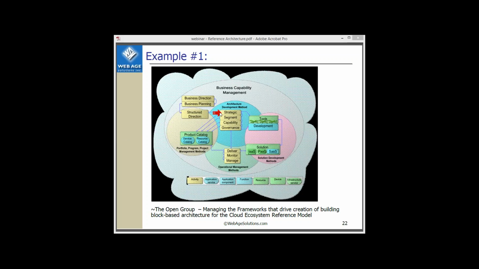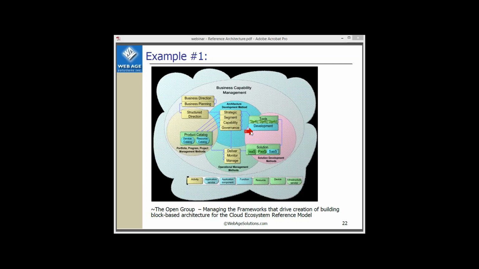So in the middle here, in the light blue area, we see what would typically be the enterprise architecture activity, developing EA definitions at the strategic level, sort of overarching the company or the enterprise. The segment level, which is one particular business area. Capabilities are specific solutions within those business areas. And then for each of those, you would be making use of existing services and resources, and also adding new services and resources.